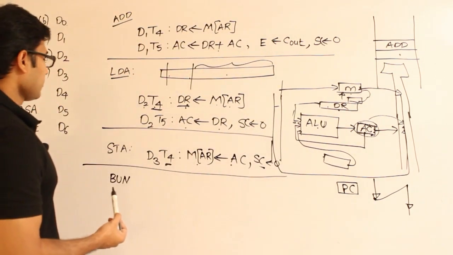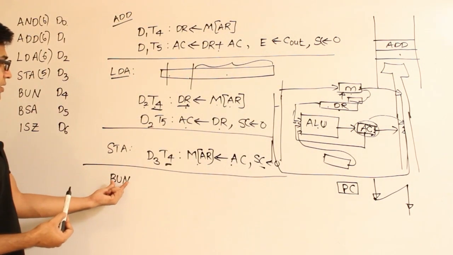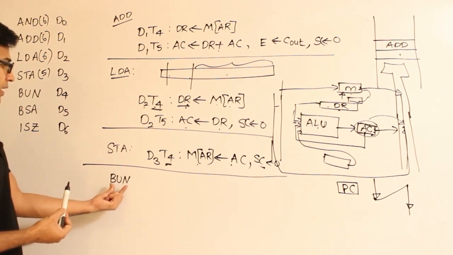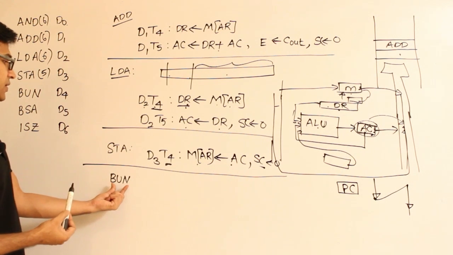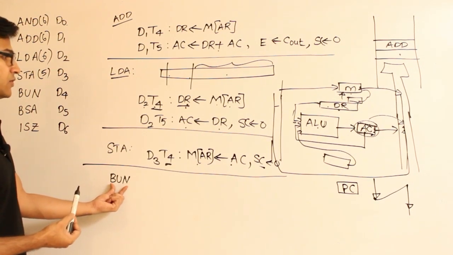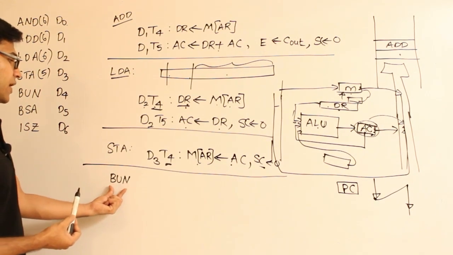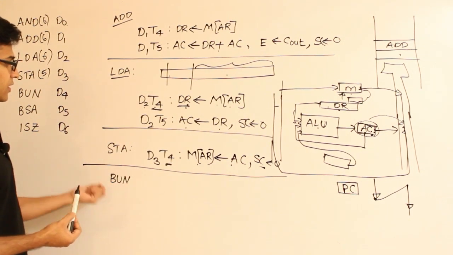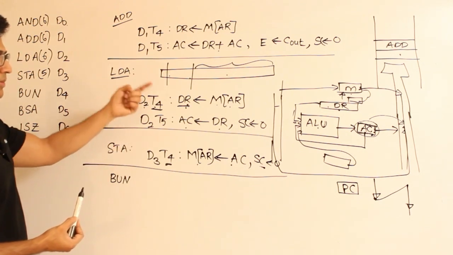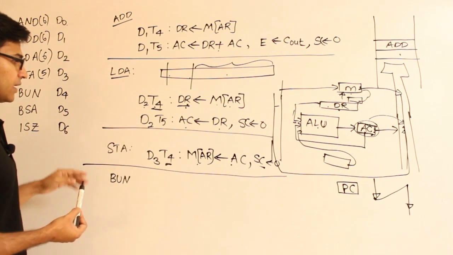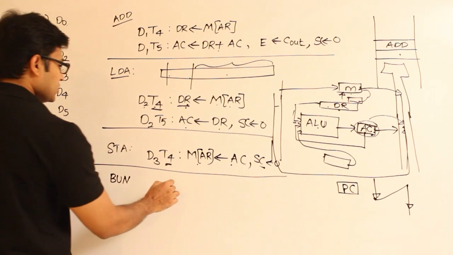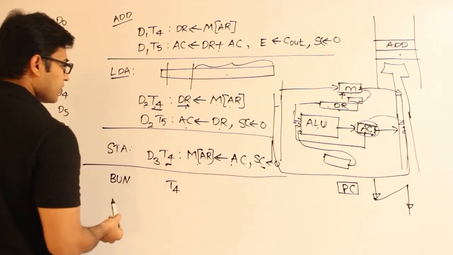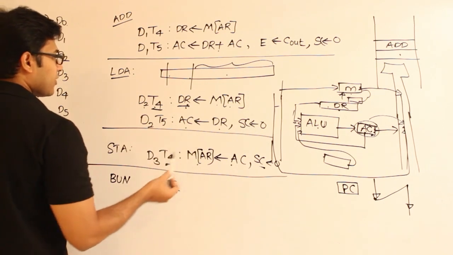Now the branch unconditional instruction is going to come with one operand. That operand can be of 2 types. One is the direct address to which we have to branch, or the indirect address to which we have to branch. In case the indirect address is given, then we have to get the effective address by going to the memory at that indirect address. Anyway, by the time we reach T4, we are assuming that whatever is present in AR is the address to which we have to branch.